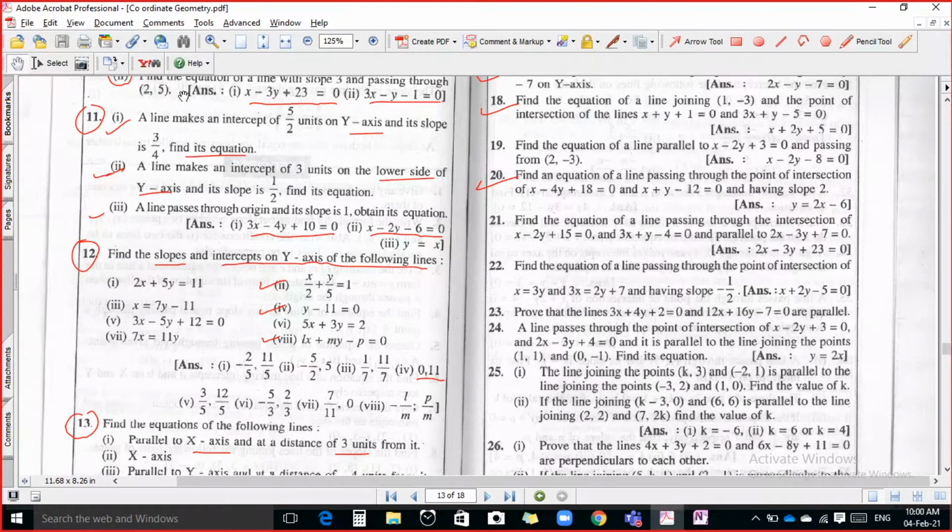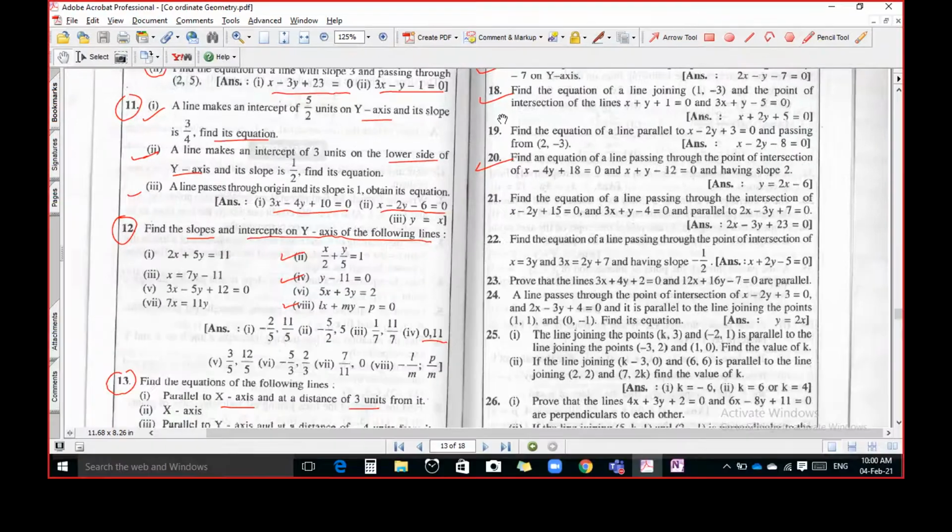The question is: find the equation of a line joining this point and the point of intersection of these two lines. So what we require to do is find the equation of a line joining two points. One point is given, 1 minus 3, and the point of intersection of the lines is given.